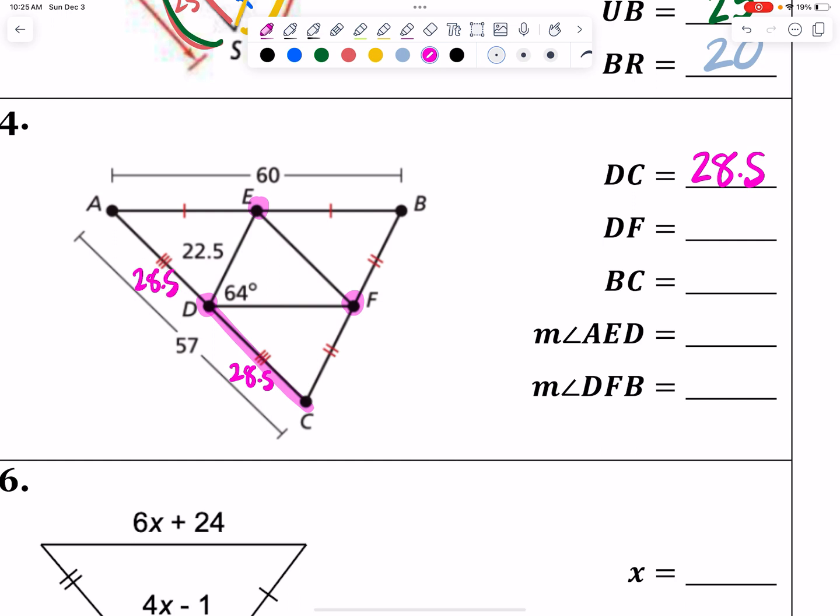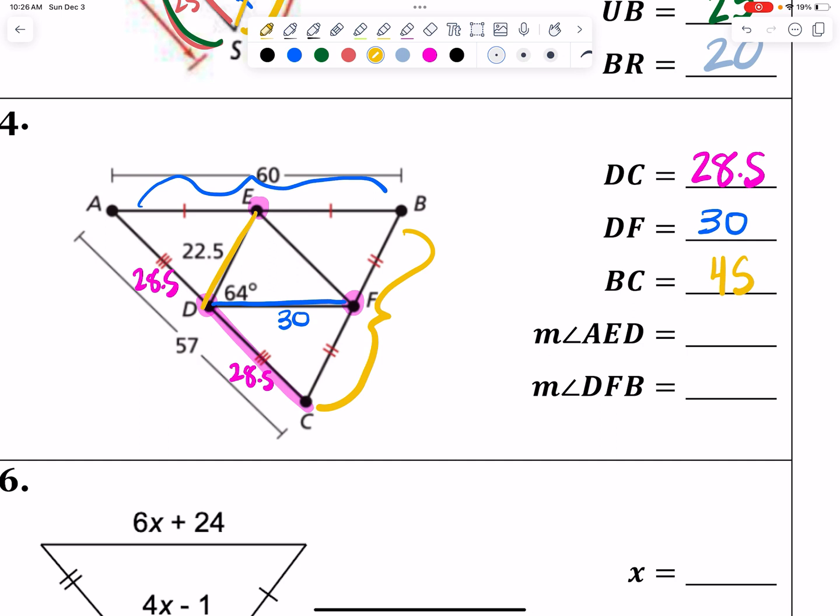So D to F. DF is here. It is parallel to the 60, so it's going to be exactly half, which is 30. And then BC, I kind of change it up on us. BC is this full amount. Let me make sure I'm highlighting the right one. How do I find B to C? B to C is from here to here. It is going to be double this mid-segment, which is 22.5. 22.5 times 2 is 45.